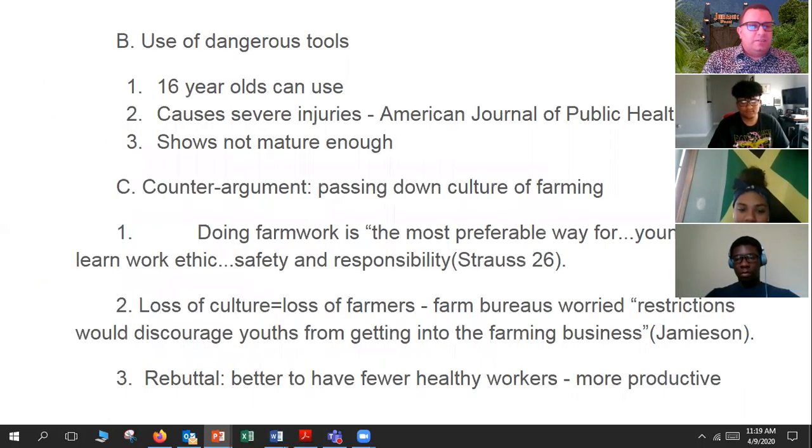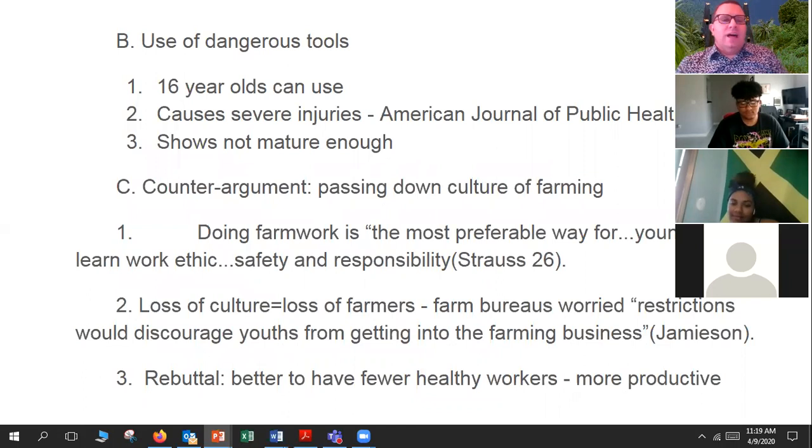And so then they talked about the tools that were used, and how a lot of these tools, probably power tools, again I don't know, typically could be very, very dangerous and could cause severe injuries, and that children that young were not mature enough or were not old enough to be using them.